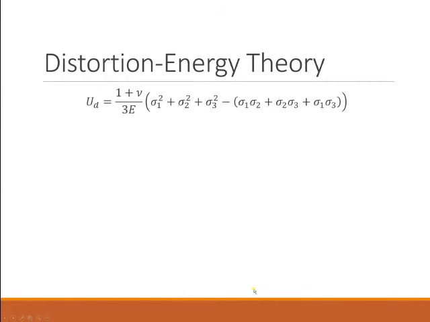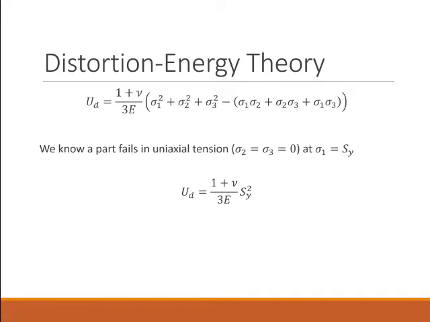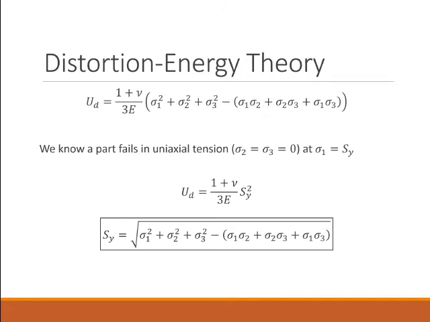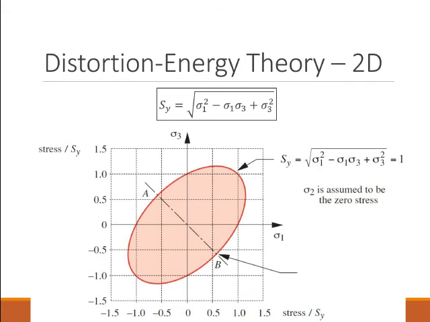Starting from this point, we now can look at a part that fails in uniaxial tension, so a 1D case, and we recognize that it's going to fail when sigma 1 is equal to the yield strength. Plug that in, and we can see that the yield strength is equal to this function. Now, this is another starting off point.